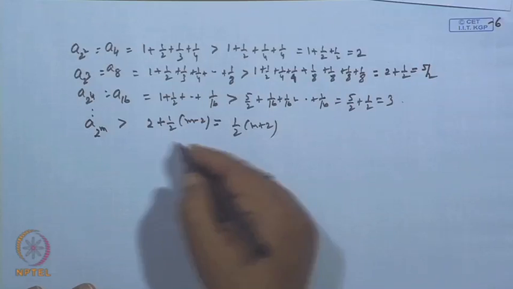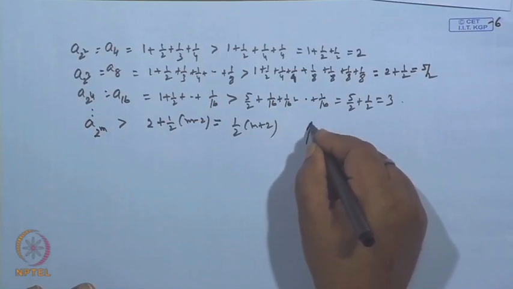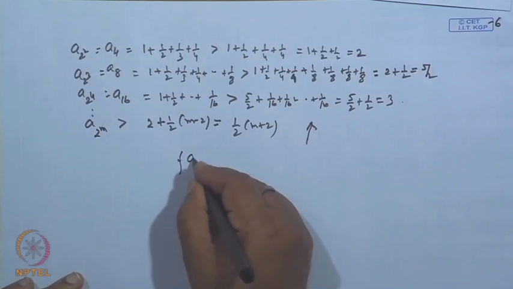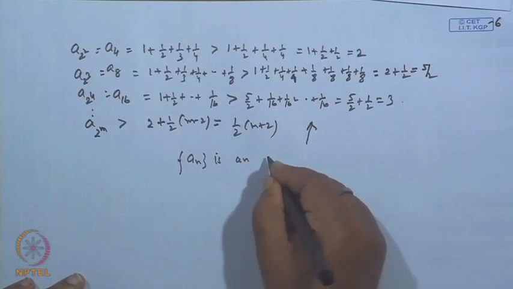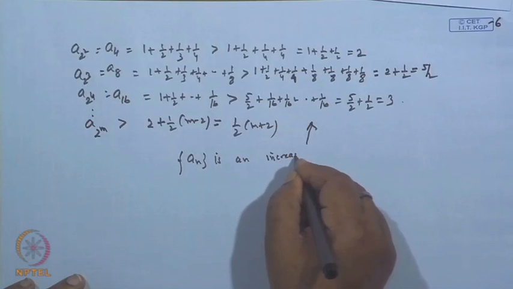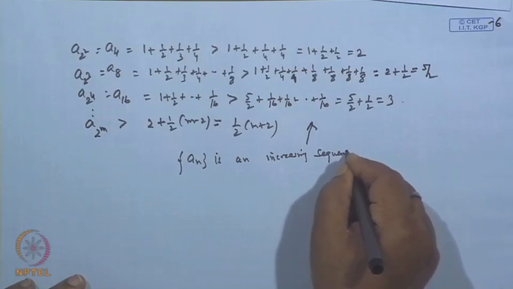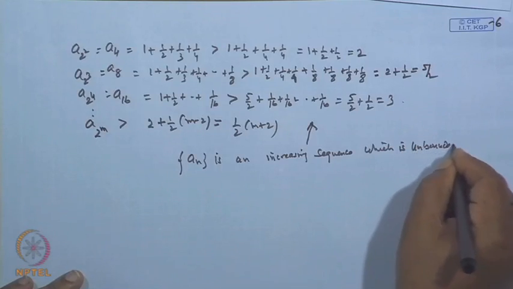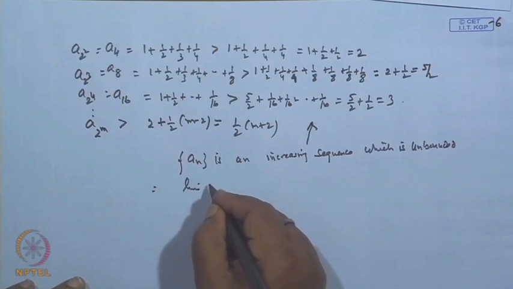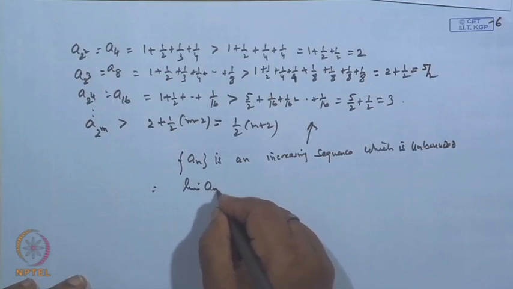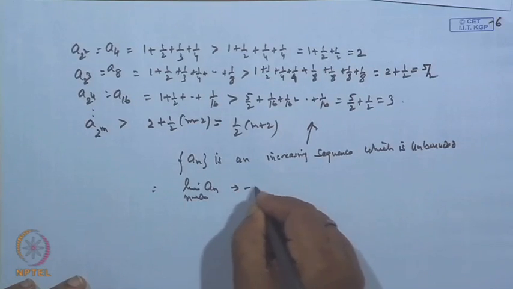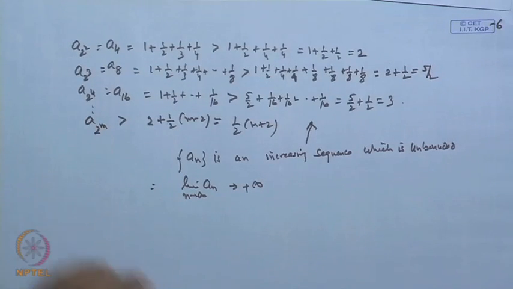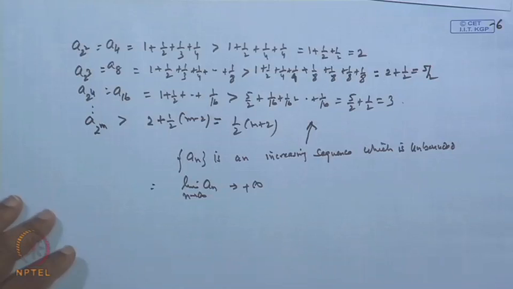So, what we say is that this sequence keeps on increasing. So, the sequence A n is an increasing sequence. And there is no bound. Increasing sequence which is unbounded. So, the limit of this sequence A n as n tends to infinity, it tends to plus infinity. This is known as the harmonic series. Basically, this will be known as the harmonic series.